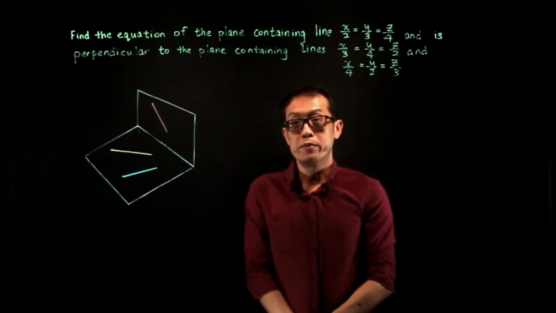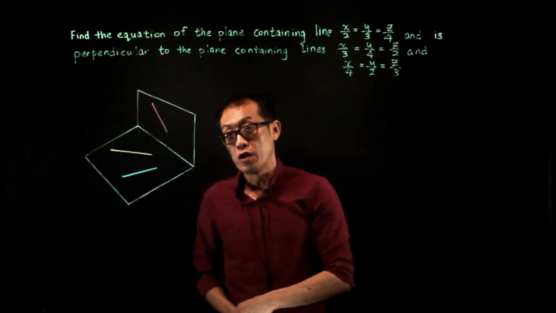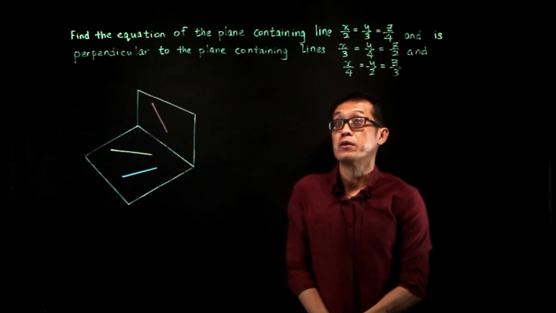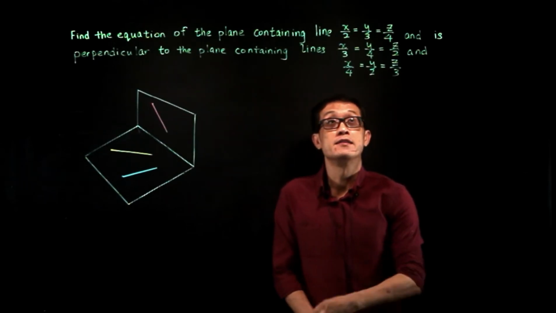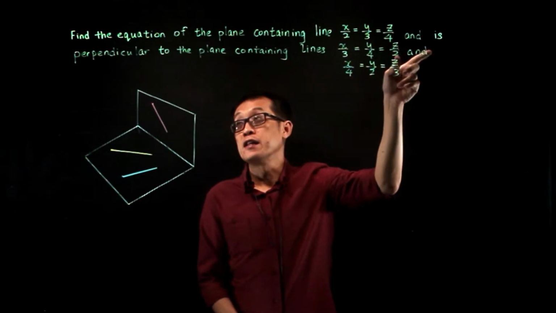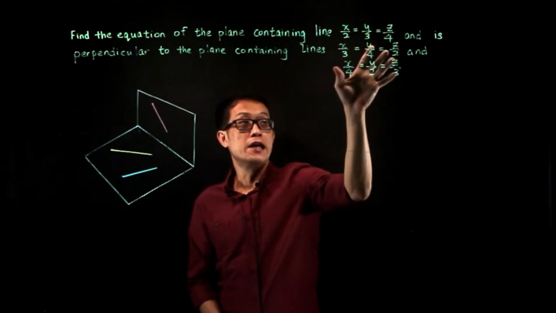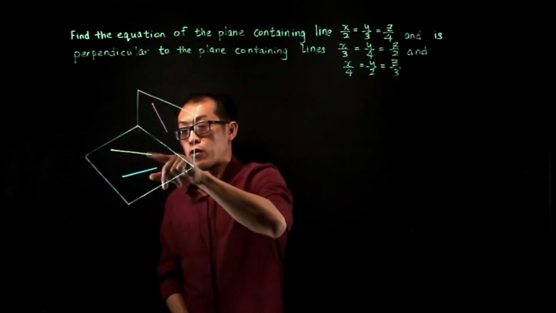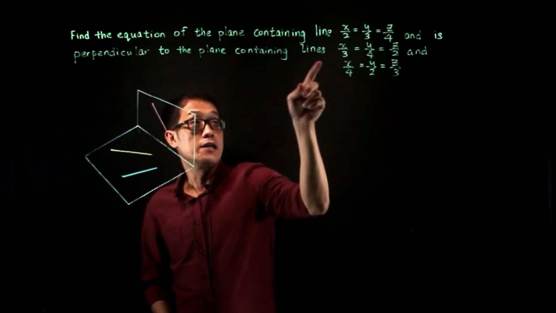Hi, today we will be doing a question that requires the knowledge of lines and planes. Find the equation of the plane containing the line. This is the line and is perpendicular to the plane containing these two lines. Now this is the plane that contains these two lines. Alright, these are the two lines.